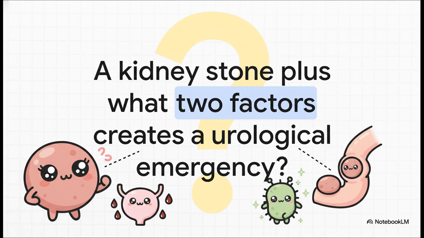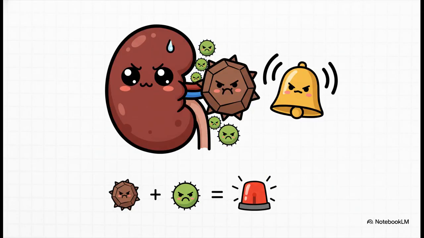But what two things, when they happen at the same time, turn this from a painful problem into a true sirens blaring emergency? The answer is an obstruction plus an infection. Think about it. If a stone is blocking the flow of urine and you have bacteria trapped behind that blockage, you've basically created a high-pressure, infected abscess inside the kidney. This can lead to life-threatening sepsis really, really fast. It's a combination that needs urgent, immediate intervention.